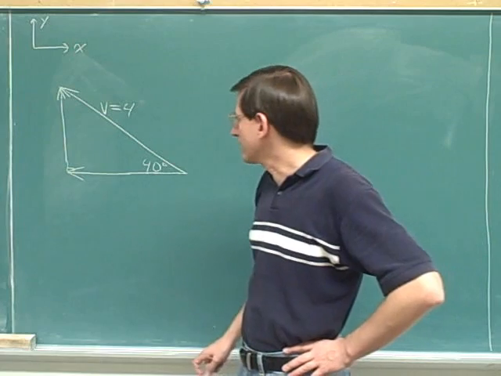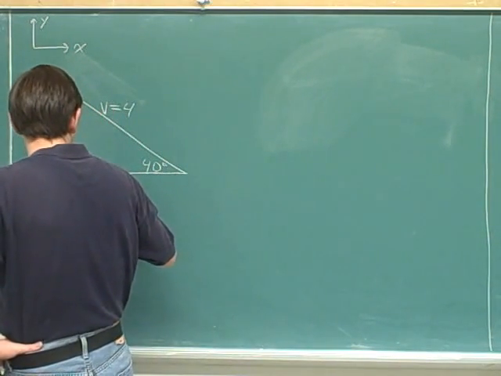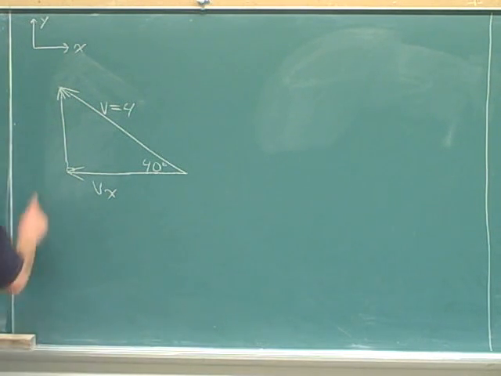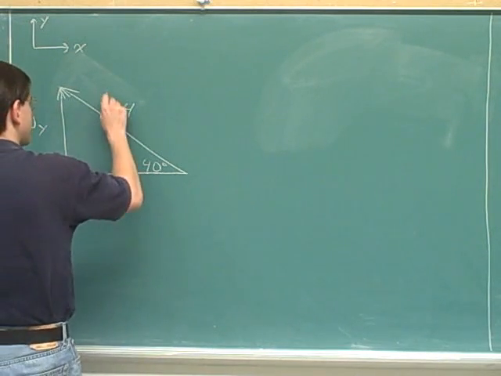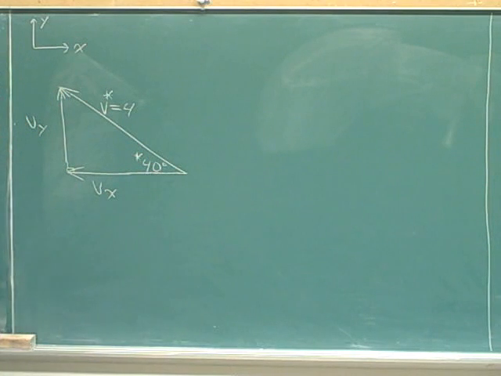We should label the legs. This leg would be labeled v sub x because it's parallel to this x-axis. And this leg would be labeled v sub y because it's parallel to the y-axis. We can use an asterisk to indicate the angle we're focusing on and the side that we were given.